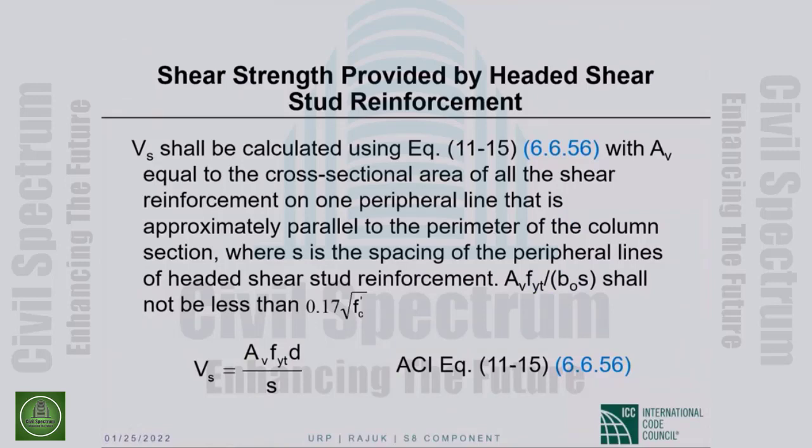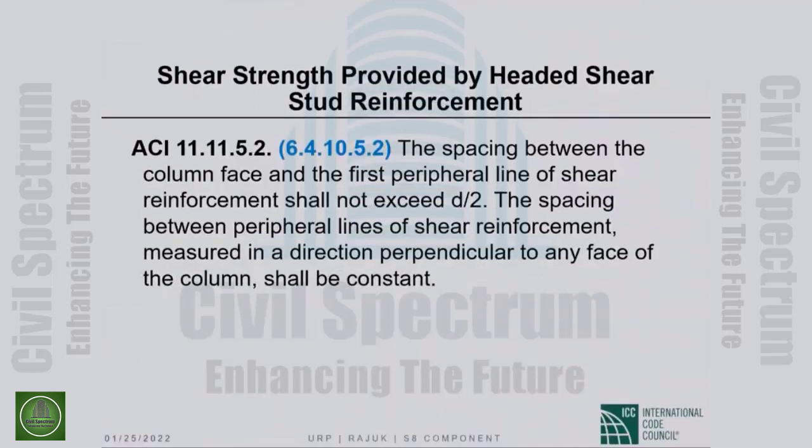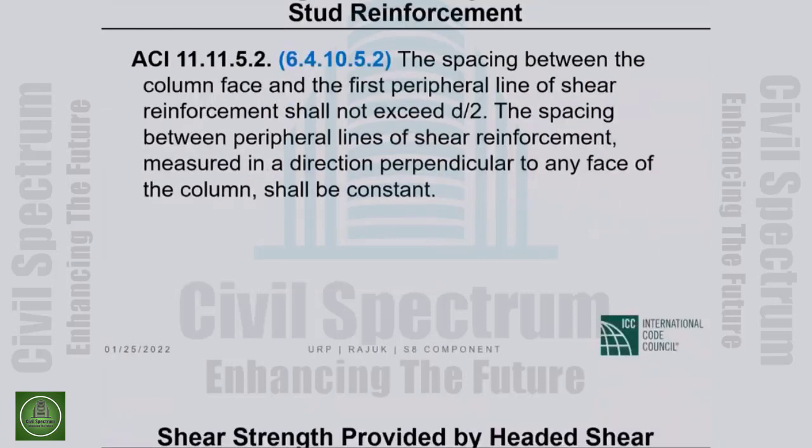Okay. This A_v f_yt divided by b_0 s shall not be any less than 2√f'c, where s is the spacing of the peripheral lines of headed shear stud reinforcement. That is a limitation that is placed. The spacing between the column face and the first peripheral line of shear reinforcement shall not exceed d/2. As in the case of conventional shear reinforcement, the spacing between peripheral lines of shear reinforcement shall be constant. Okay, you will not keep on varying that.